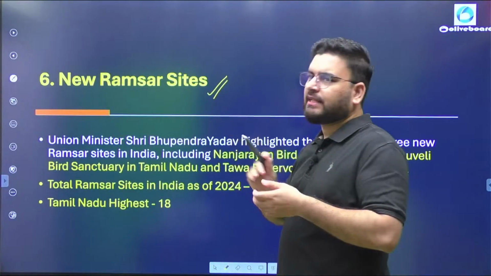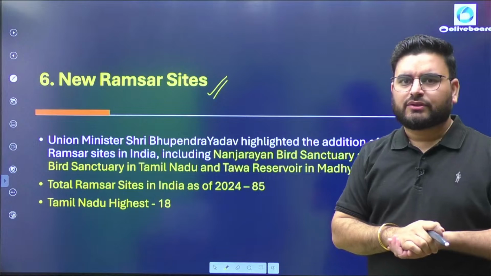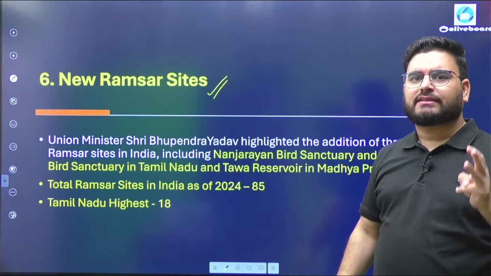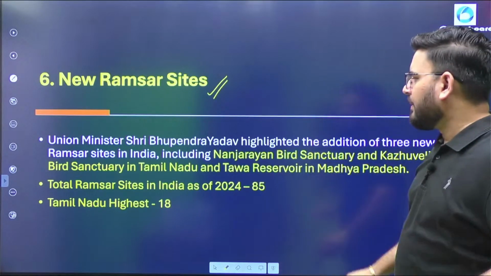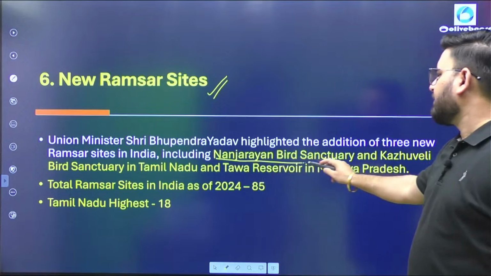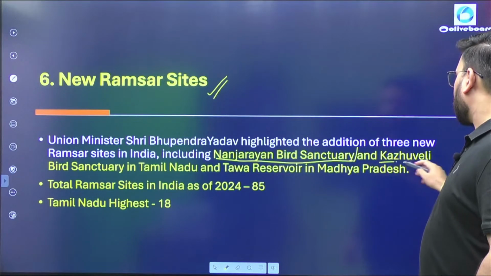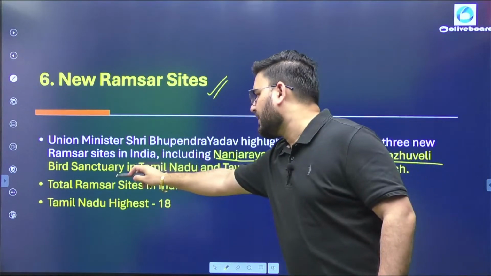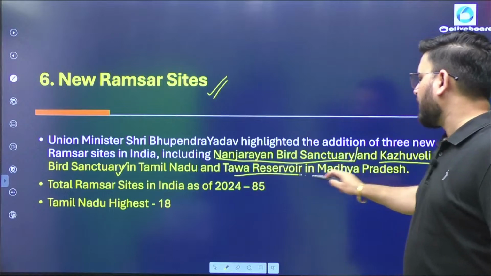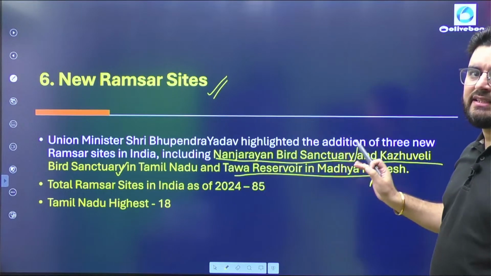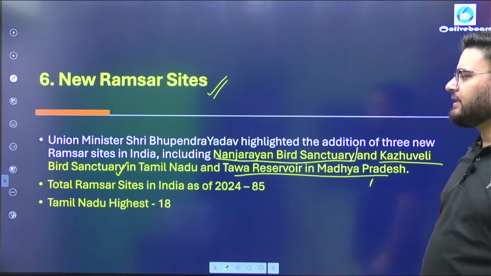Next we have new Ramsar sites were added. So 3 new Ramsar sites added in the list. Number 1 is Nanjarayan Bird Sanctuary of Tamil Nadu, Kazuveli Bird Sanctuary of Tamil Nadu, and Tawa Reservoir in Madhya Pradesh. These 3 are the latest addition in the Ramsar sites.